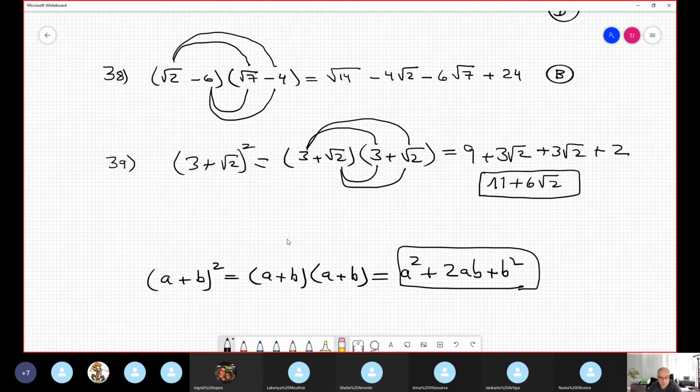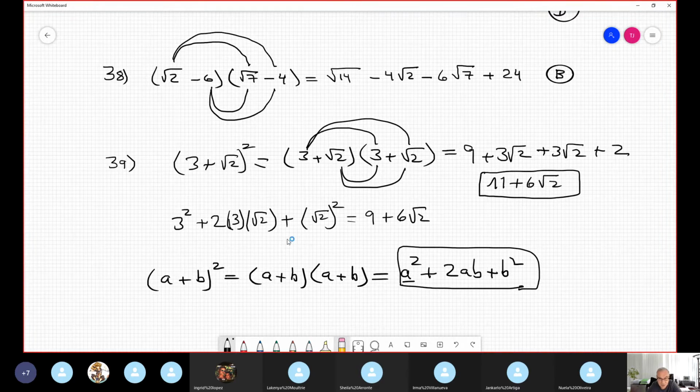Who's the first? The first is 3. 3 squared. This is this guy. Plus twice the multiplication of both, 3 and radical 2. Plus square the second, which is radical 2 squared. This is 9. This is 6 radical 2 because 2 times 3. And radical 2 and the square cancel out, and we come back to the same thing. It's 11 plus 6 radical 2.